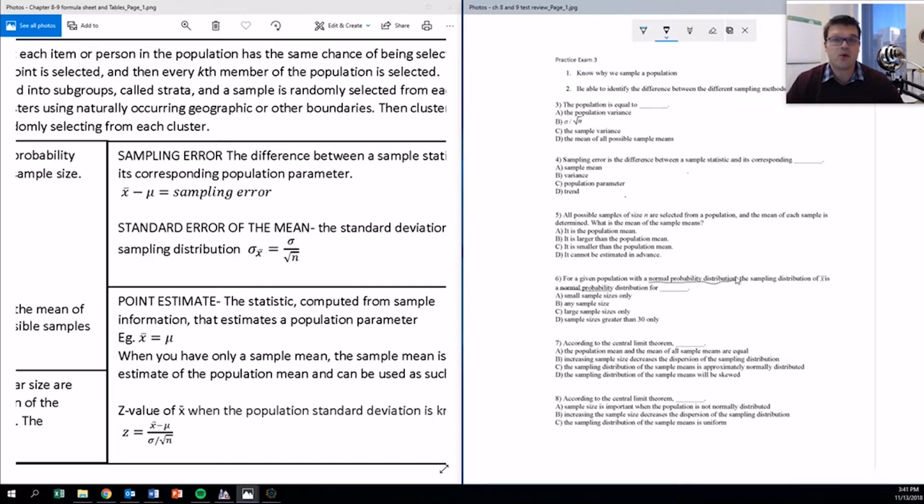Okay, or if it has a bimodal distribution, something to that effect, something that's not normal. Okay, according to the central limit theorem, the population mean and the mean of all the sample means are equal. Is that it? Or is it that increasing the sample size decreases the dispersion of the sampling distribution? The sampling distribution of the sample means is approximately normally distributed, and the sampling distribution of all sample means will be skewed. So which one is the correct answer?